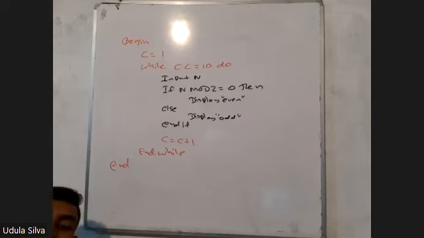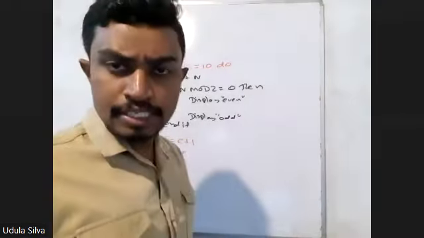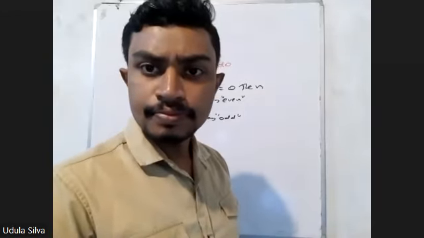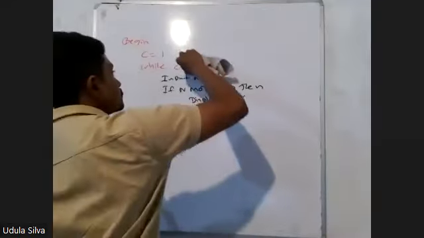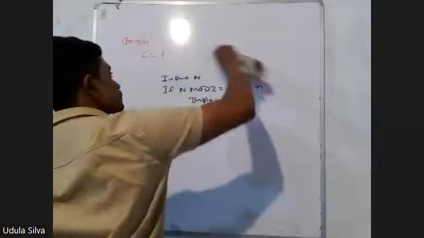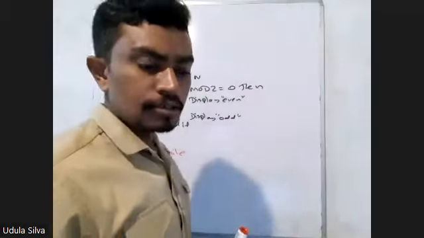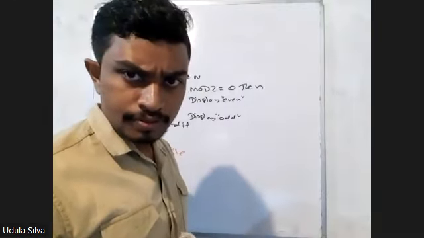Done? Yes. Very good. Okay, it is 26 times, right? What is the variable and the starting value? C equals 1. The pass or fail mark is 50, right? Yes.